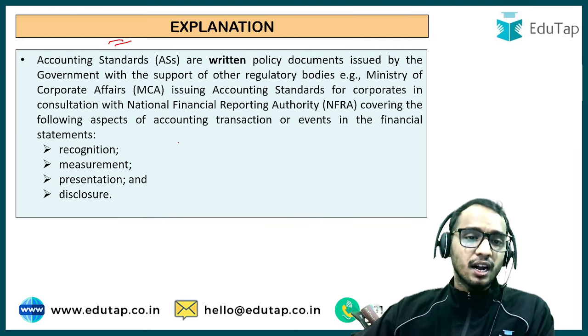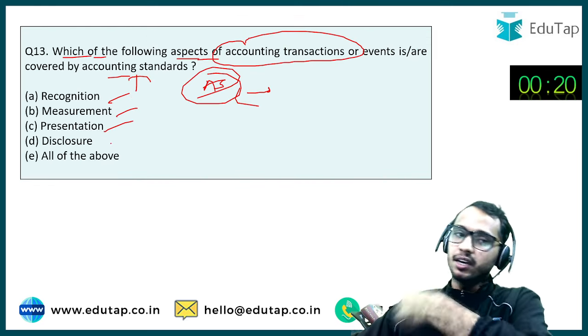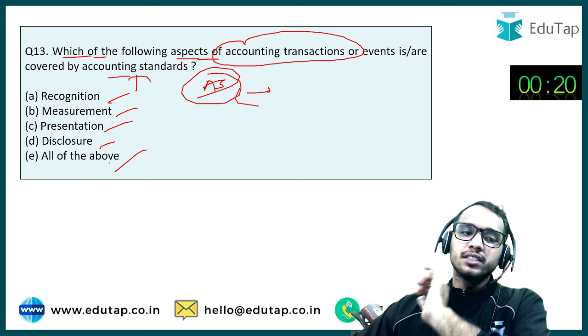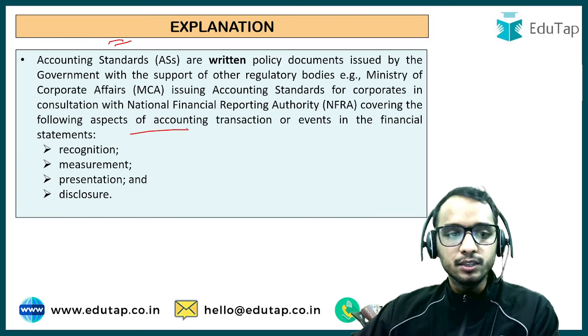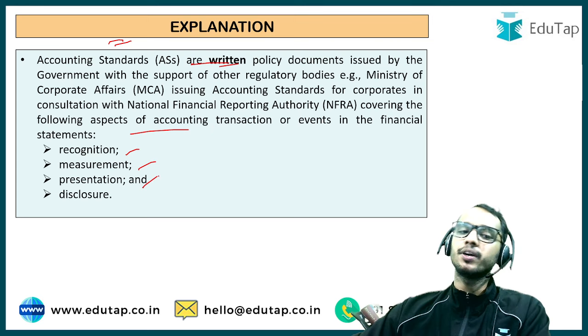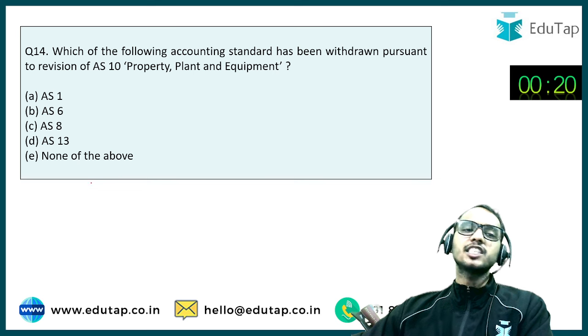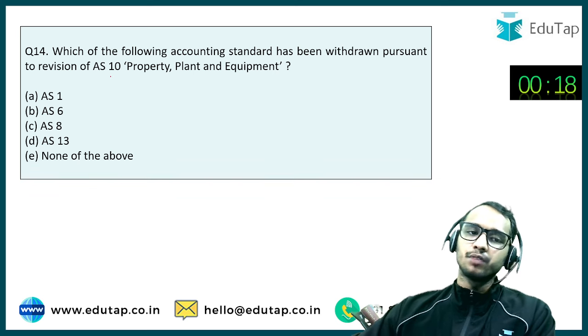Okay. So the answer would be obviously what? Recognition it does, measurement it does, presentation it does, disclosure it does. So the answer would be all of the above, right? This is what is written here, whatever we have discussed in the previous slide: recognition, measurement, disclosure, and presentation. So the answer would be option number E. Let's move to the 14th question of the day.